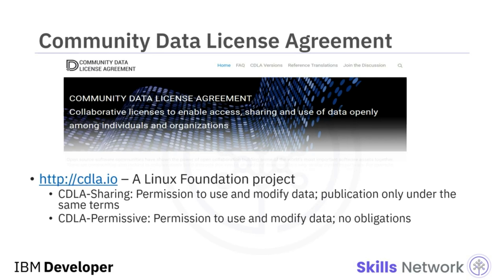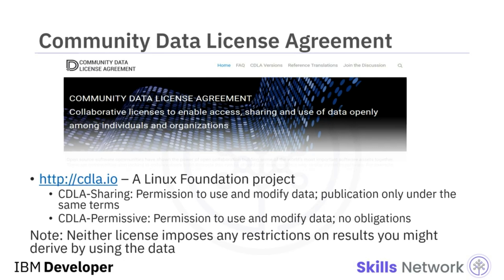The CDLA Sharing license grants you permission to use and modify the data. The license stipulates that if you publish your modified version of the data, you must do so under the same license terms as the original data. The CDLA Permissive license also grants you permission to use and modify the data. However, you are not required to share changes to the data.